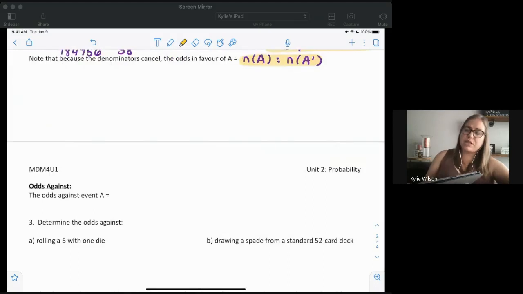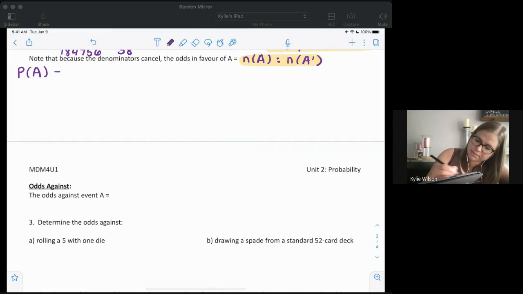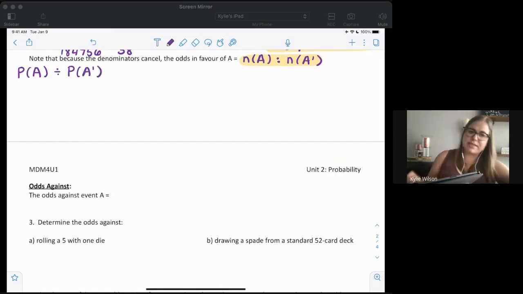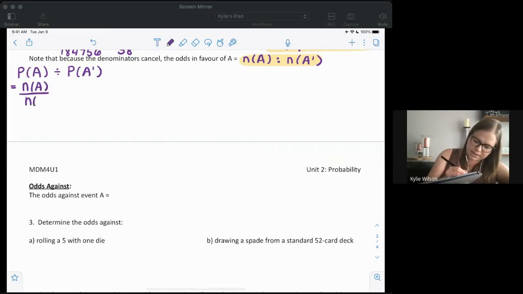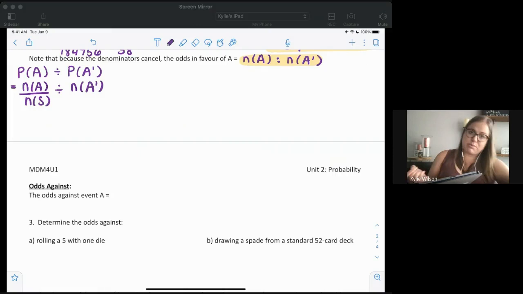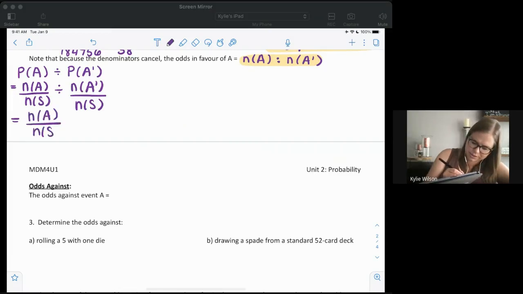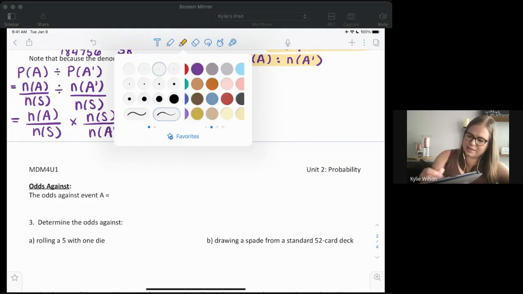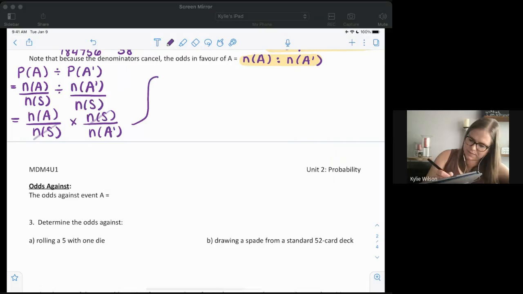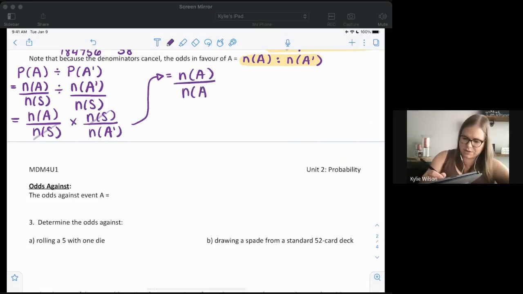I'll show you how that works and why that works right now with a little bit of a proof. So here's our original formula: probability of A divided by the probability of A complement. Now, if I filled this in with my formulas, number of ways A can happen divided by the total number of outcomes, divided by number of ways A complement can happen divided by my total number of outcomes. Then we flip the second one and multiply. And then you can see this cancels right away, and we get the number of ways A can happen divided by the number of ways A complement can happen, which we could also write as a ratio.